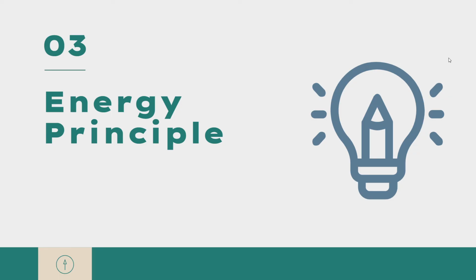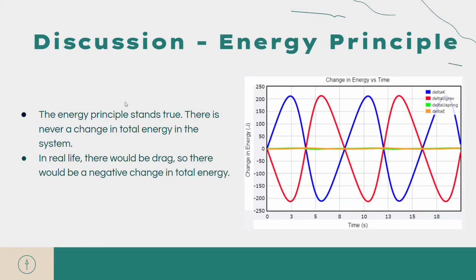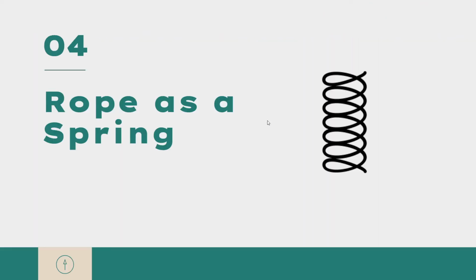I tried. So for the energy principle, as you can see in this graph over here that the code created, the energy principle does stand true. There's never a change in the total energy of the system, as you can see by this yellow line, it's always on 0. And in real life, there would be drag, so there would actually be a negative change in total energy. So delta E would probably be like down here.